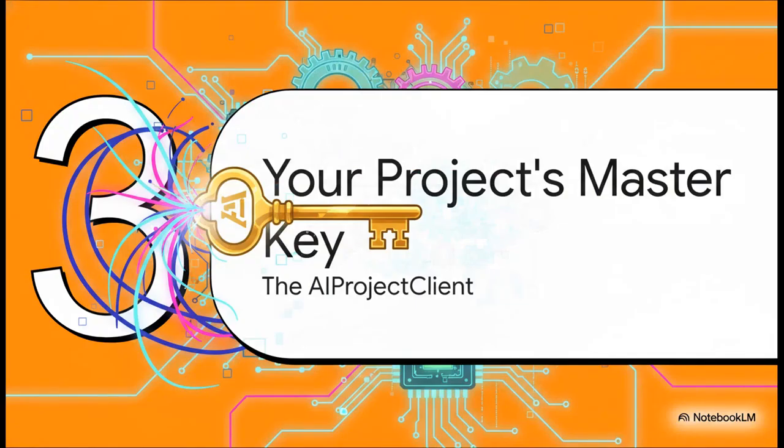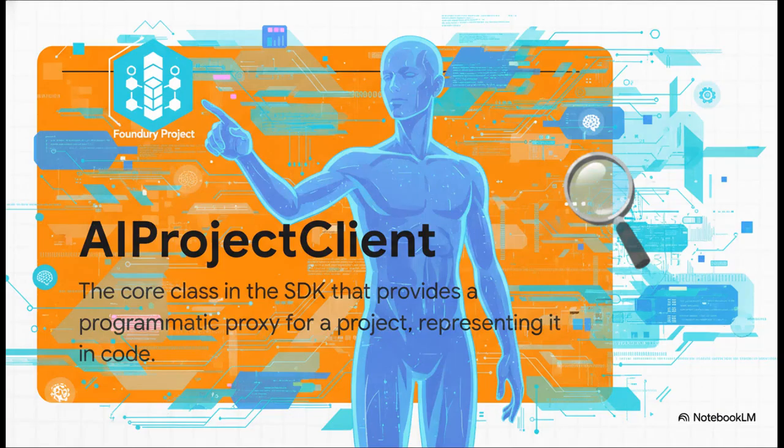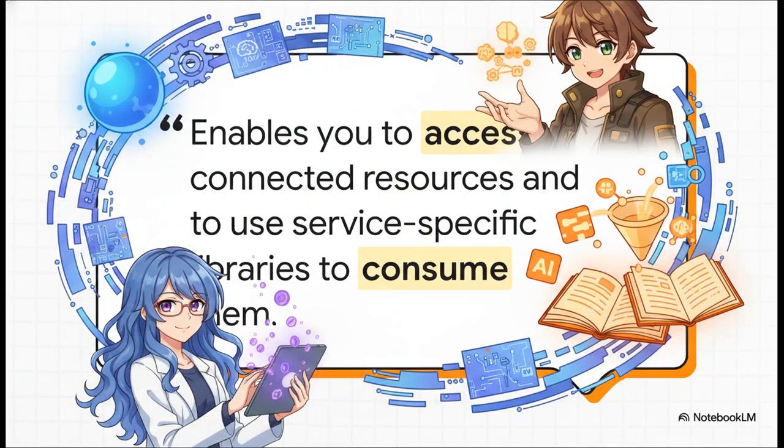Now, to really get how this all works, we need to talk about its core, the heart of the SDK. Think of it like a master key that unlocks your entire AI project. It's a little thing called the AI Project Client. The AI Project Client is the hero of our story here. It's the main object you'll work with and acts like a proxy or a go-between for your whole Foundry project. It lets your code talk to everything without you having to manage each connection one by one. You know, the official docs say it lets you access connected resources and use service-specific libraries. And what that really means in plain English is that it does the grunt work for you. It doesn't just give you access, it hands you ready-to-go, pre-configured tools so you can just start building.